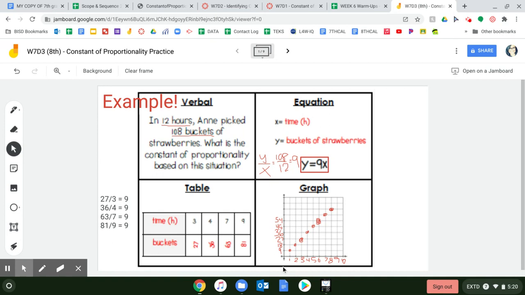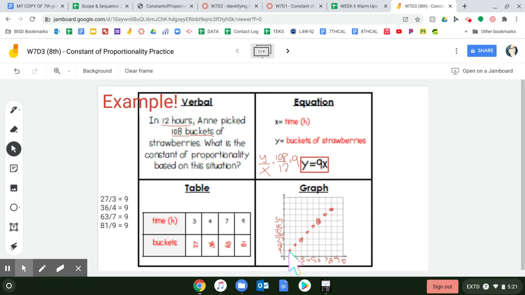Same thing on the graph. For my x value, I didn't even get up to 12 hours. I represented 1 through 10 hours, and for each of those hours, notice that I chose my scale on my y-axis to match with my number of hours. In 1 hour, Anne picked 9 strawberries. In 2 hours, Anne picked 18. 3 hours, Anne picked 27, and so on.